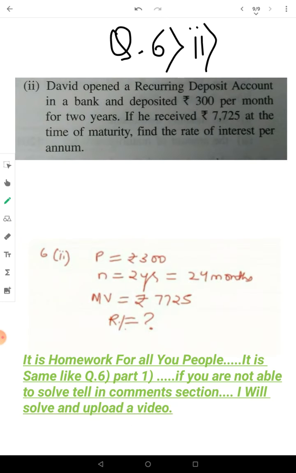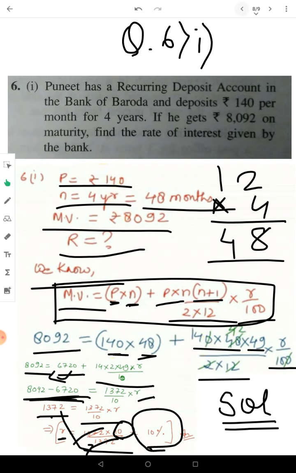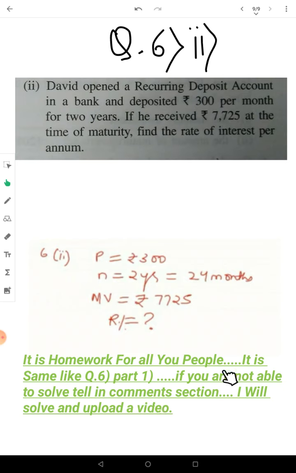It is a very easy sum. Okay, David opened a recurring deposit account in a bank and deposited rupees 300 per month for 2 years. If he received rupees 7725 at the time of maturity, find the rate of interest per annum. This part 2 of question 6 I am giving you as homework. It is the same as question number 6 part 1. If you are not able to solve it, tell me in the comment section. I will solve it and upload a video. If you are really not able to solve it, do tell me, but try it on your own also.